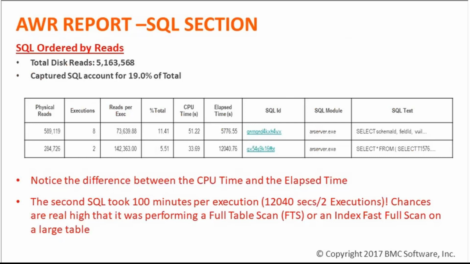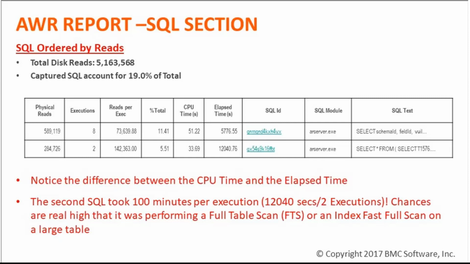This is what a SQL section looks like. It obviously has more SQL statements. I've just taken 2 of them here. And as you can see, it shows you in the first column, and this is an older report. Newer reports have far more information. I suspect this is from 9i, from some years ago. You can see that the first SQL statement had 589,000 physical reads. It ran 8 times. And obviously, 589 divided by 8 gave you how many reads it did per execution.